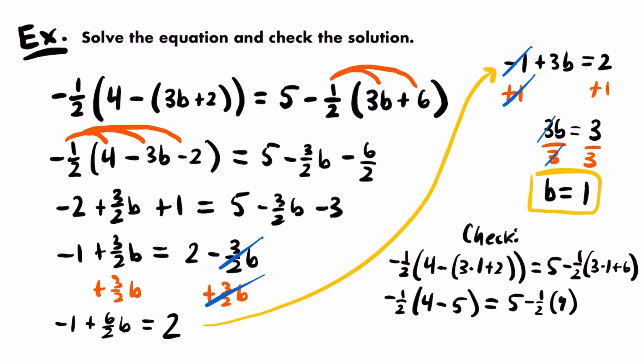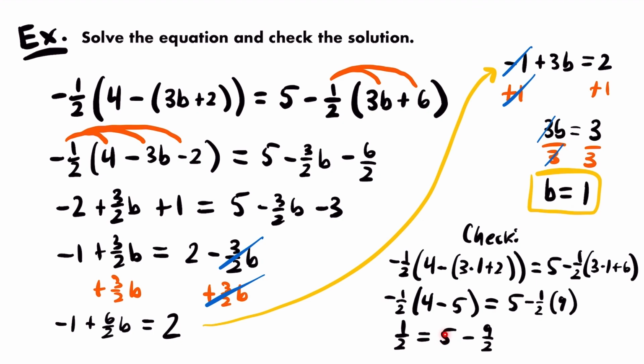And now simplifying further, 4 minus 5 is negative 1. Negative 1 times negative 1/2 will just be positive 1/2. And then that will be equal to 5 minus 9 times 1/2, which would be 9/2, right? You multiply 9 into the numerator, 9 times 1 is 9. Now, we need to simplify this side of the equation further to see if it's equal to 1/2. And what we need to do is get a common denominator.